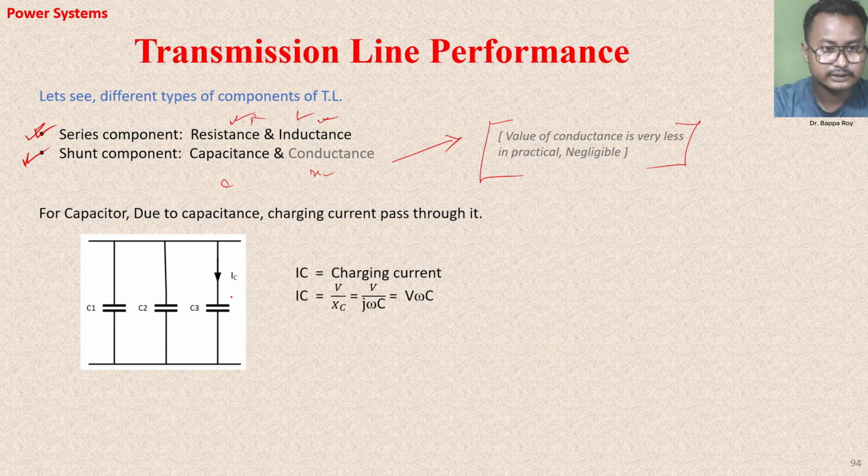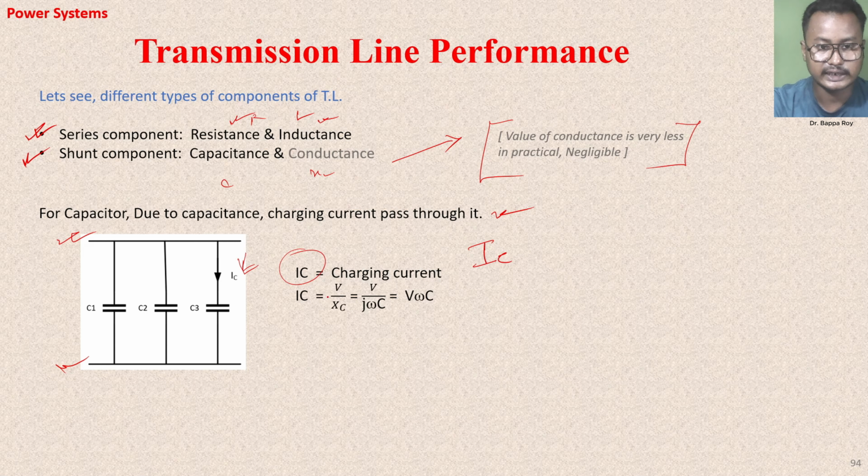For the capacitor, due to capacitance, charging current passes through it. Look, the capacitors are connected in parallel. This is the transmission line, and this one is the earthing. So the capacitors are connected in parallel, and due to this capacitance, the charging current, that is IC, passes through it. IC is the charging current. It must be written like this, IC.